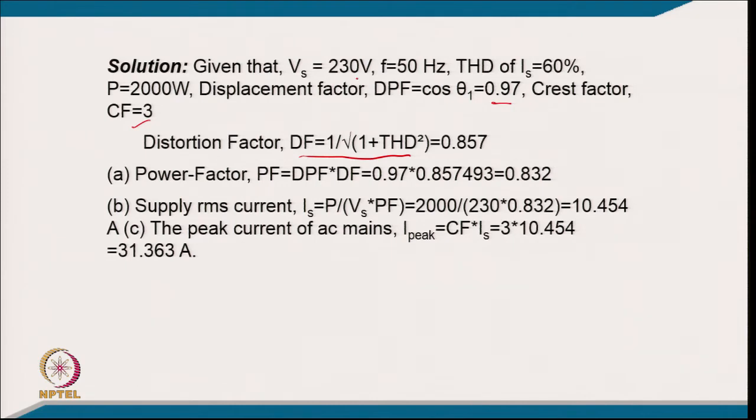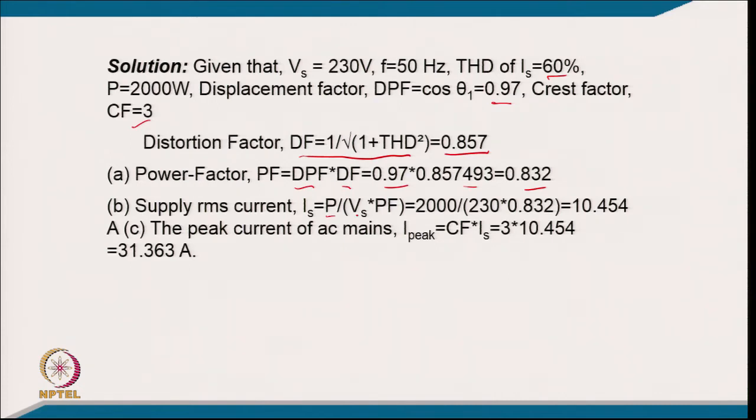So, once we know the THD, that is 60%, meaning 0.6, you can keep it here, and you will get a distortion factor of 0.851. In a sine wave it would have been unity. Now, power factor is DPF and DF. So, keeping the value of both, it comes to 0.832, that is the power factor. That is the power factor formula in the case of power electronics or a distorted supply environment.